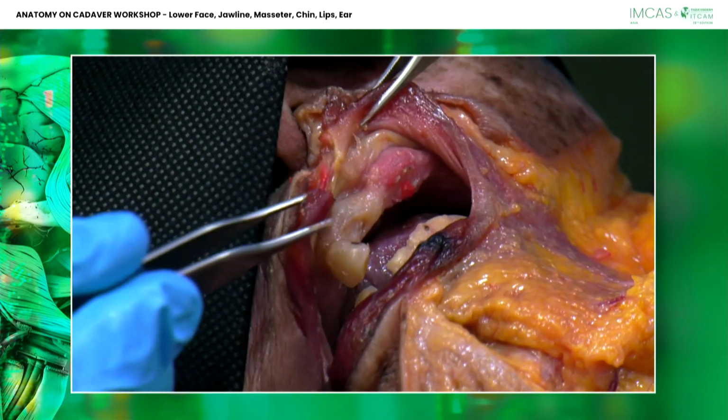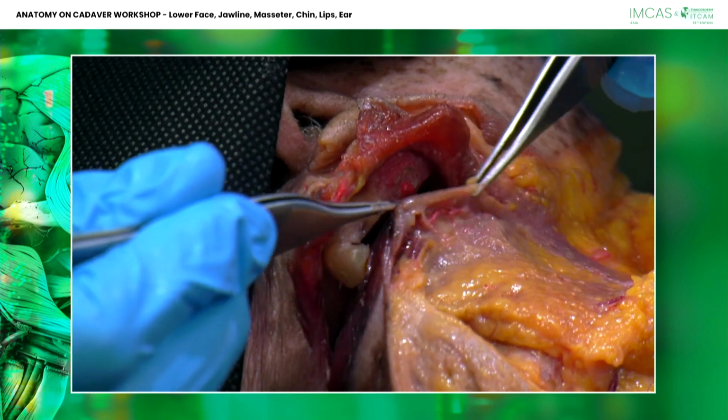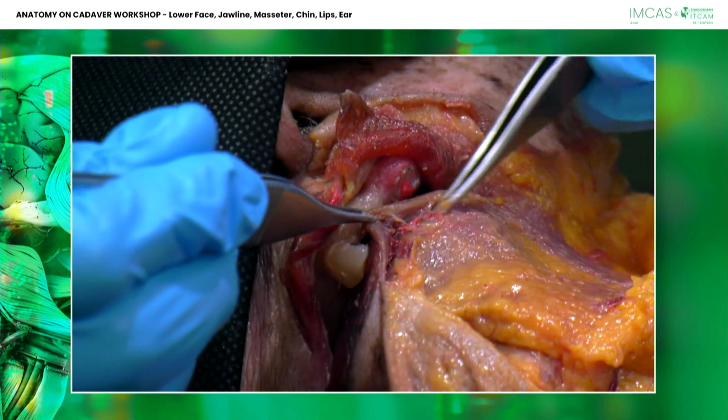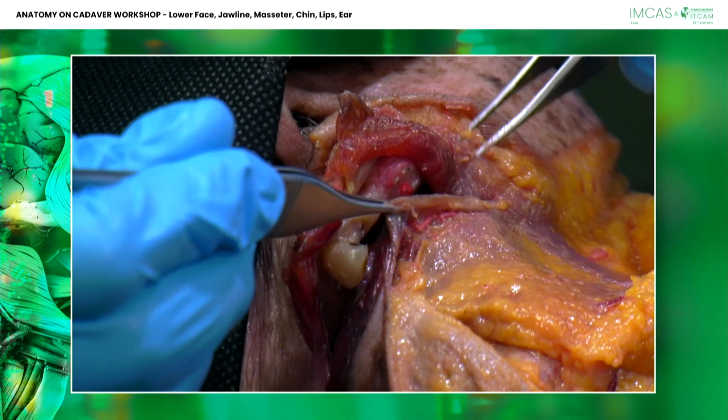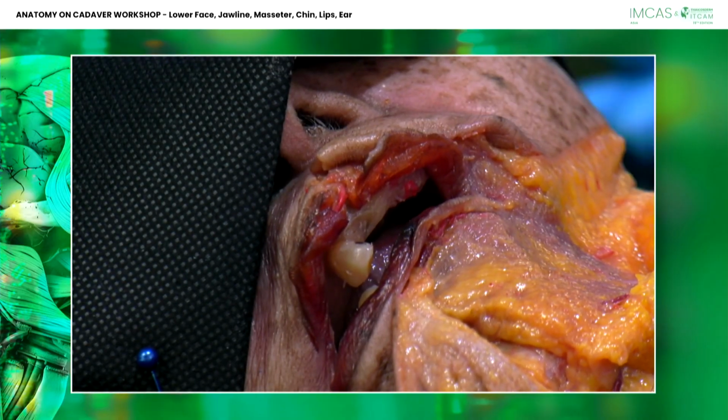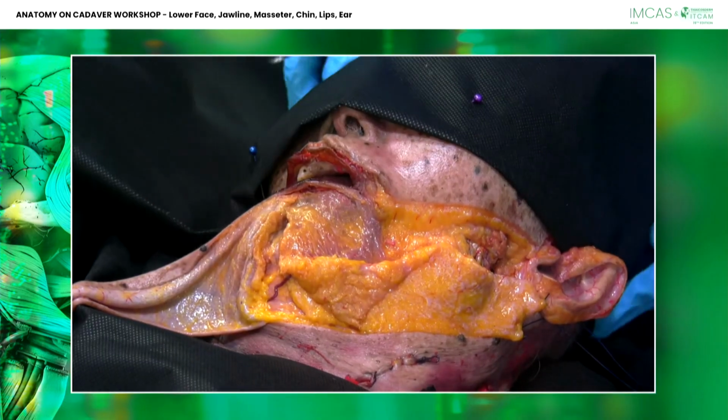Similar to the upper lip, you can see the lower lip. The lower lip also has the small branch of the inferior labial artery here. For the arterial system, I will show you later. Right now, we are moving to the last area.